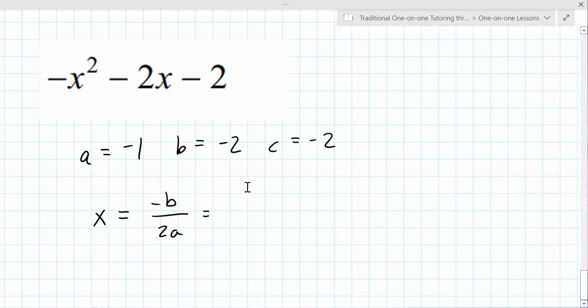Okay, so just like in the last problem, I was trying to get you to substitute the value of b in and a in. I'd like you to do that now and simplify this expression. All right, minus -2 over 2 times -1. Okay, can you work that out on your own if you've got paper available? Yes.